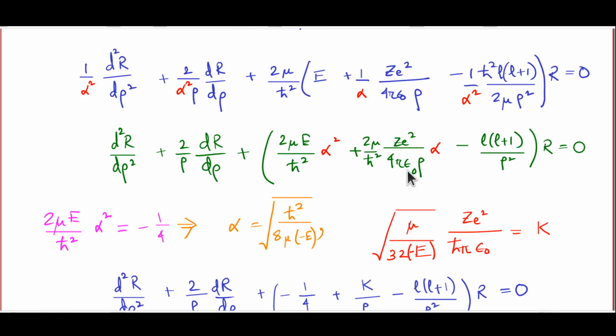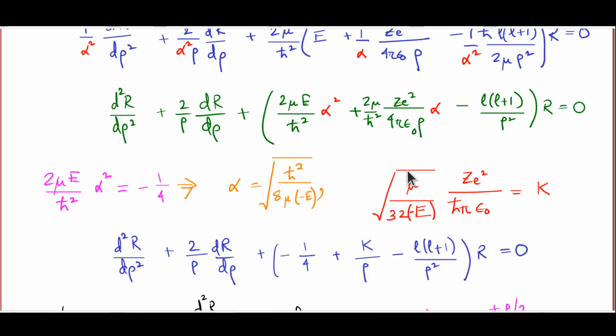Now with these changes, the equation ends up looking like this. So the d2R d rho 2 and 2 by rho dR d rho terms are there as always. This expression has become minus 1/4, and this one has been replaced by capital K by rho. Minus L into L plus 1 by rho squared is there as always.